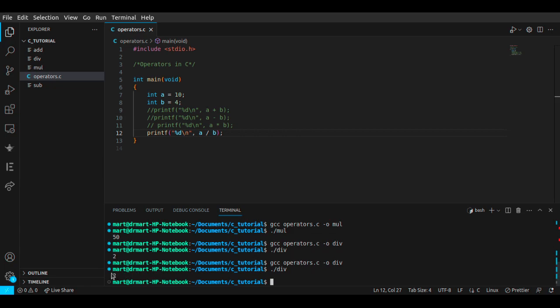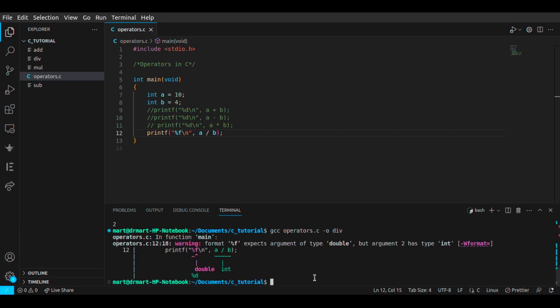So you see, we still get 2. So the question is, why are we getting 2? I want you to see that this is an integer. This is also an integer. So how do we get the exact value we want, 2.5? Let's say, what if we change this to float? Let's see whether this would work for us.